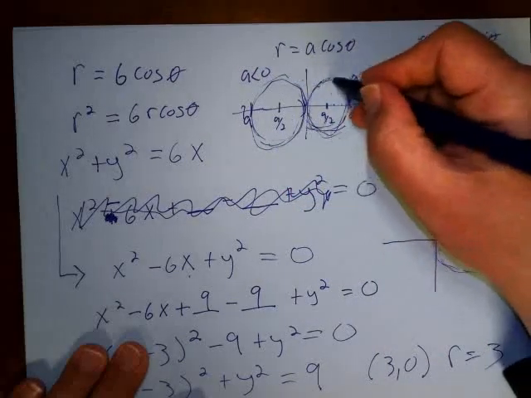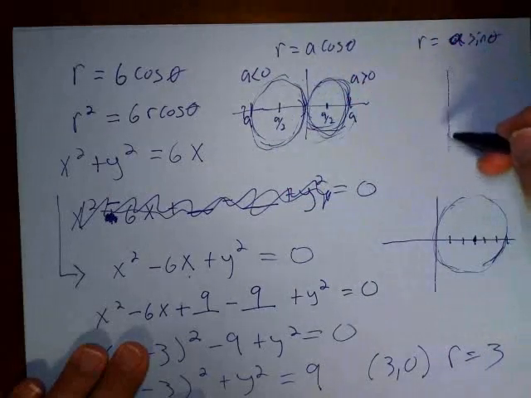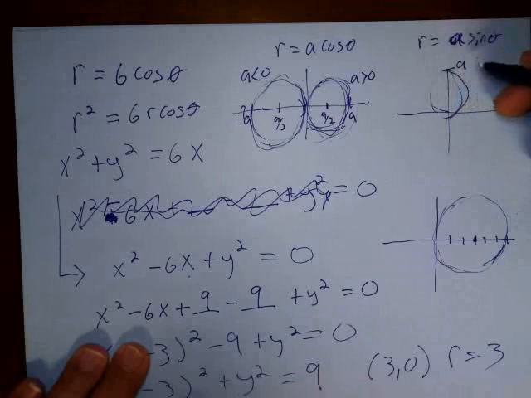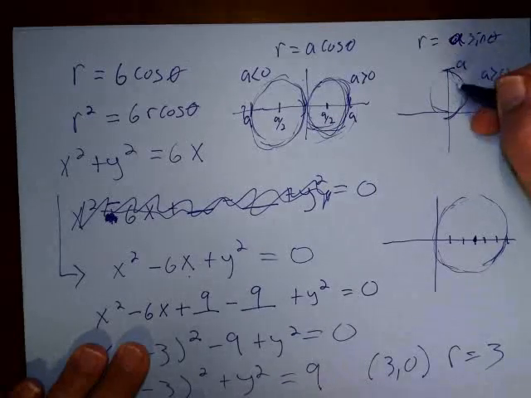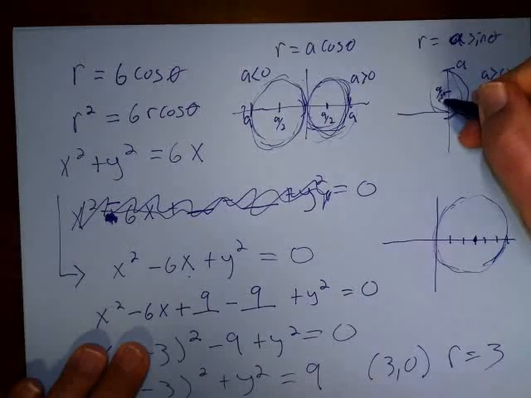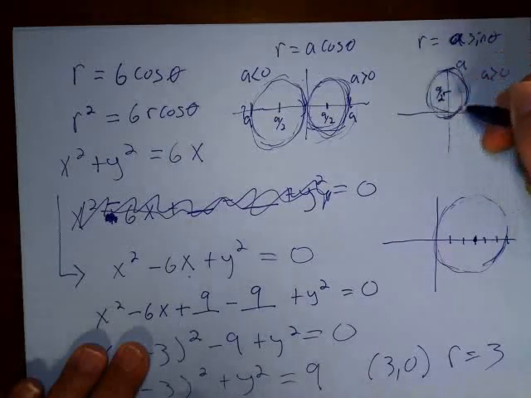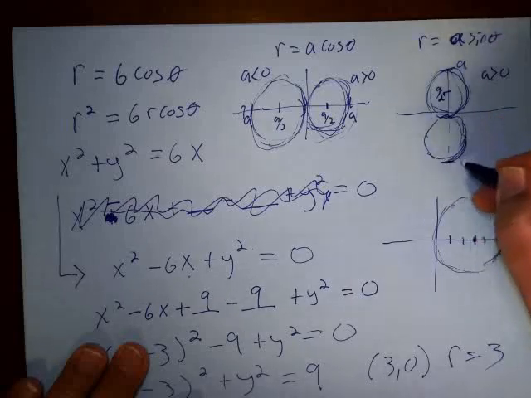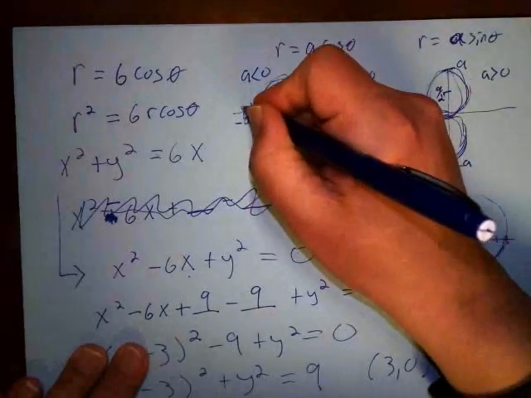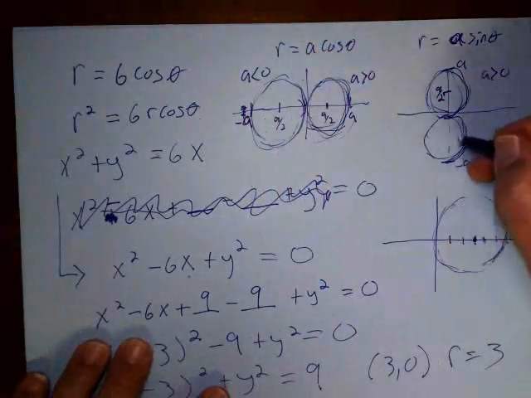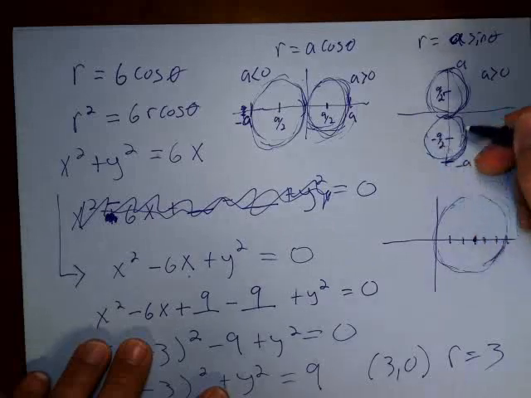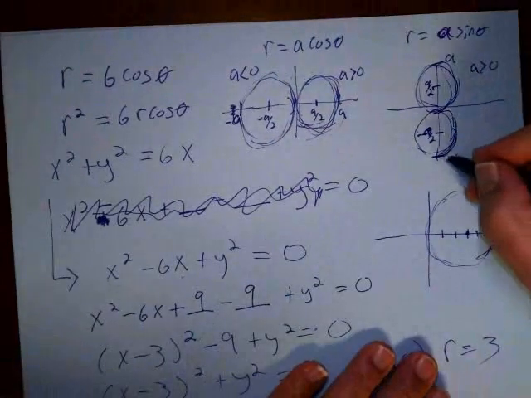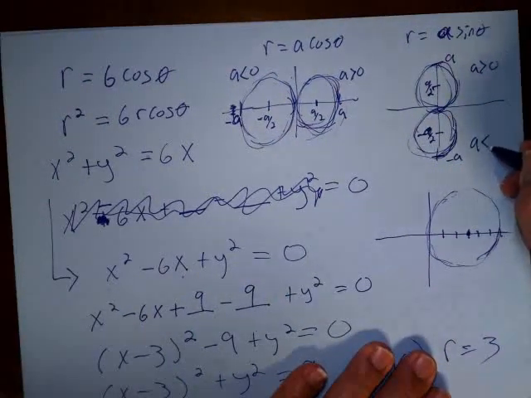And so this is for cosine, right? And then if you had a sine, okay, this would be a. This would be when a is greater than 0. This would be half of a. And this thing would go like this. It would be a circle like that. And if a was less than 0, you would have this. This would be negative a. This should be negative a here. And this would be negative a over 2. That's negative a over 2. Okay? And so this is if a was less than 0.